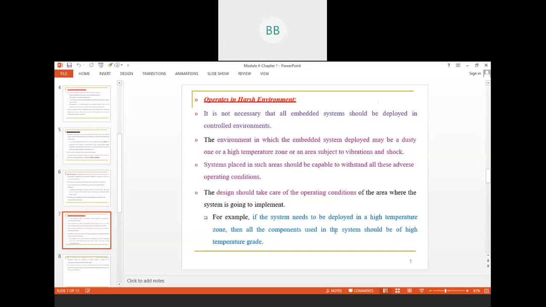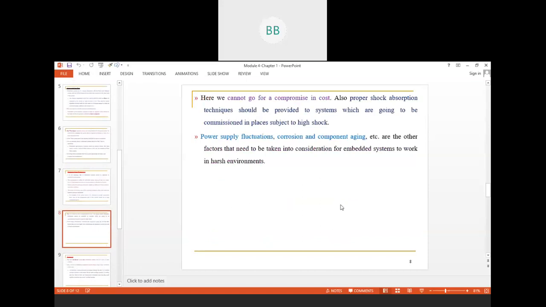For example, if you want to deploy a system in a high temperature zone, then choose the components that are capable of withstanding very high temperature, and never compromise with the cost while deploying the system in such environments. Also keep in mind the power fluctuations, the corrosions, and the component agings. These are the important factors that make your system work even in harsh environments.